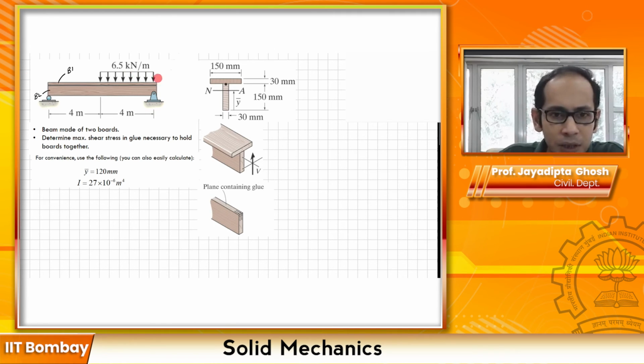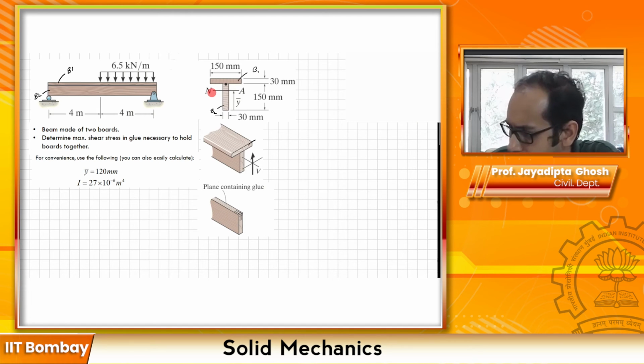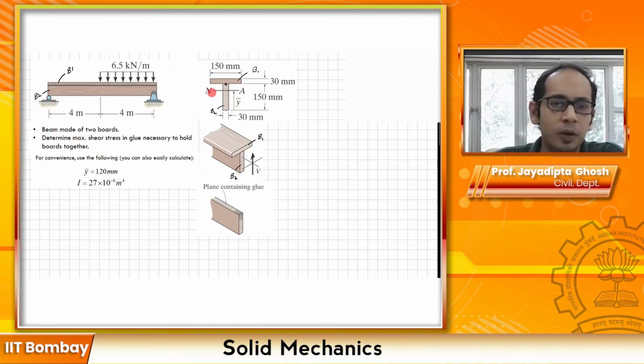And as you see in this cross section as well, this is essentially the top board and the bottom board. I will come to what this black dot in between is. So here also this is your B1, and this one is your B2, and if you look in 3D, this is your B1 and this is your B2. Now what it says is to determine the maximum shear stress, that is the tau, in the glue necessary to hold the boards together. So these two are separate boards which are joined at this interface with glue. So this is where your glue is.